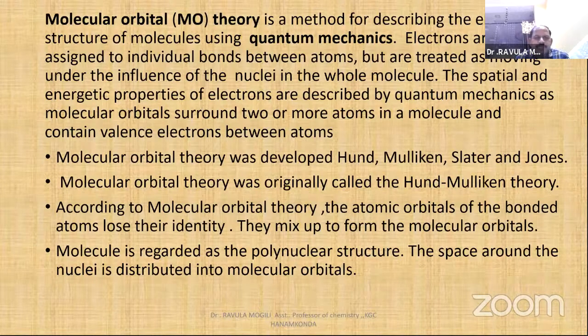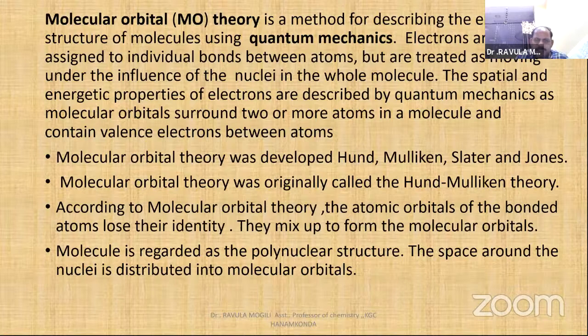Electrons are not assigned to individual bonds between atoms, but are treated as moving under the influence of the nuclei. These spatial and energetic properties of electrons are described by quantum mechanics. The main point here is molecular orbital theory, the structure of a molecule using quantum mechanics. It's the most important.